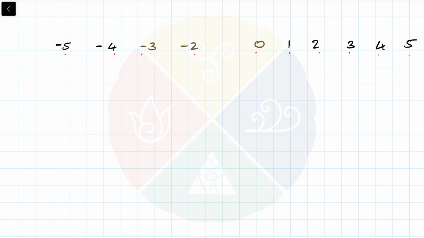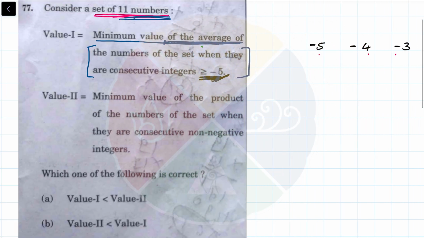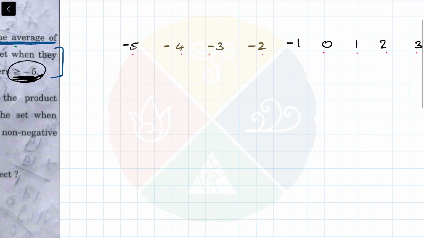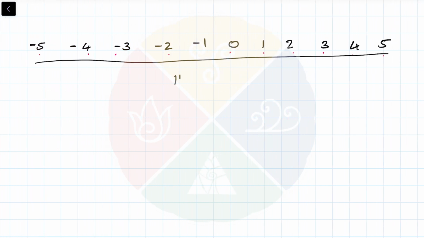So if I put minus 1, now I have 11 numbers. Now, if I want to find the average, the average of these 11 numbers will be the minimum, because we are looking for the extreme smallest set of numbers which are possible for us. So if you find the average of these numbers, you simply have to add these values and divide by 11.